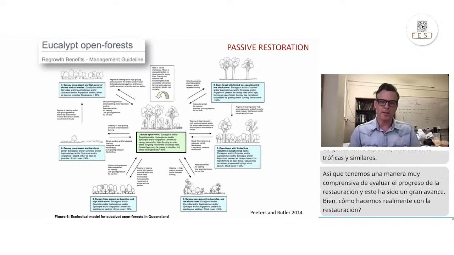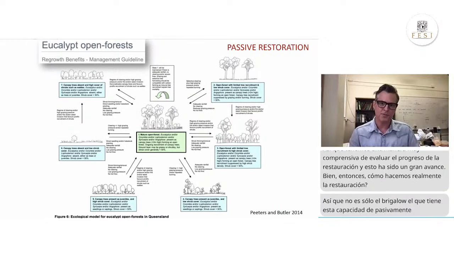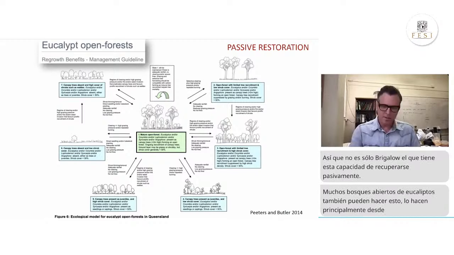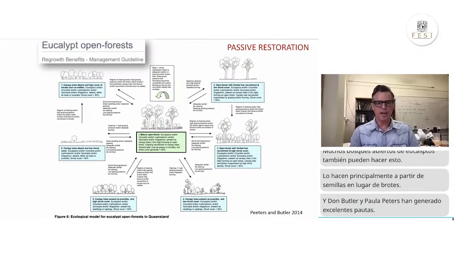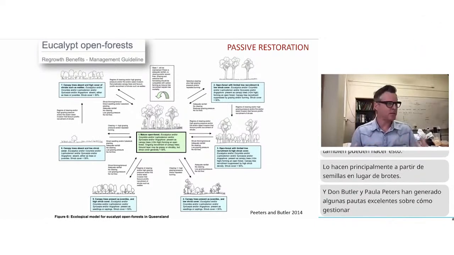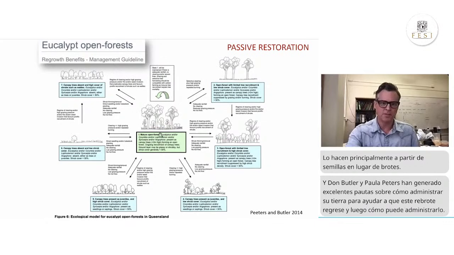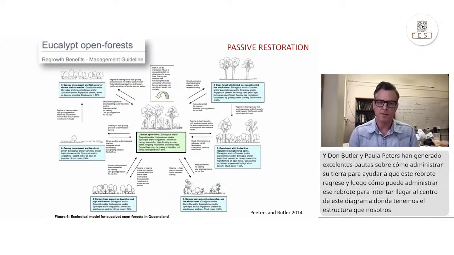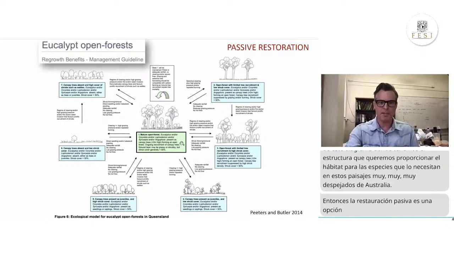So it's not just the brigalow that has this capacity to sort of passively recover. A lot of open eucalypt forests can also do this. They do it mostly from seed rather than sprouting. And Don Butler and Paula Peters have generated some great guidelines on how you can manage your land to help this regrowth come back, and then how can you manage that regrowth to try and get to the middle of this diagram where we've got the structure that we want to provide the habitat for the species that need it in these very heavily cleared landscapes of Australia. So passive restoration is an option for some ecosystems.